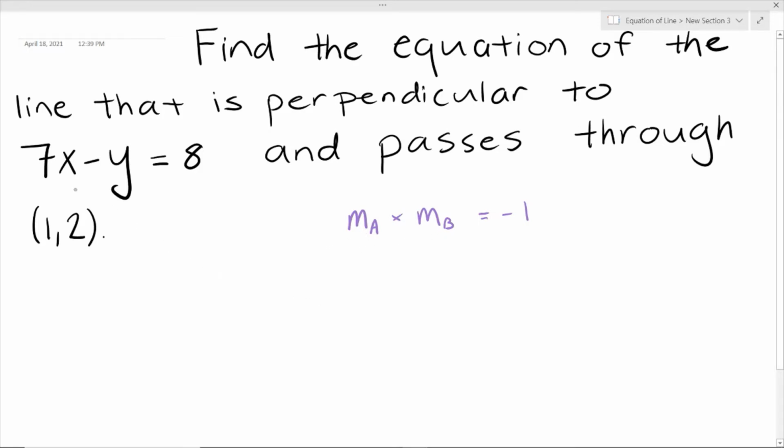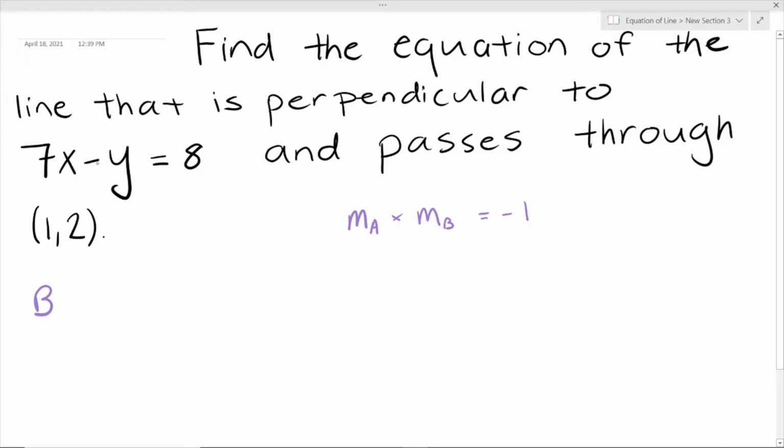Now, if we look at this line right here, it's saying that we have to find the equation of the line that is perpendicular to 7x minus y equals 8. So let's find the slope of this line, okay? Because we know that the line in question, let's call it line B, is what we're trying to find.